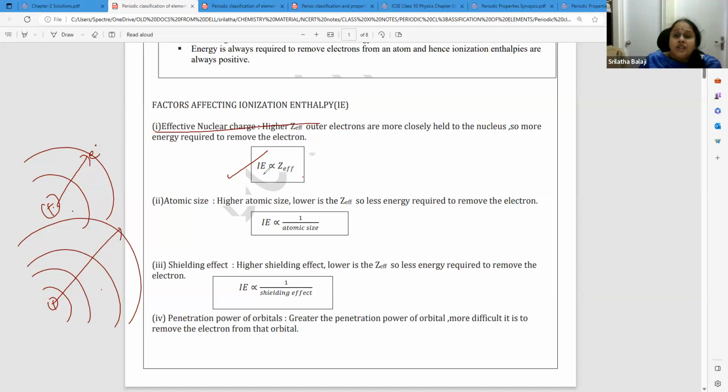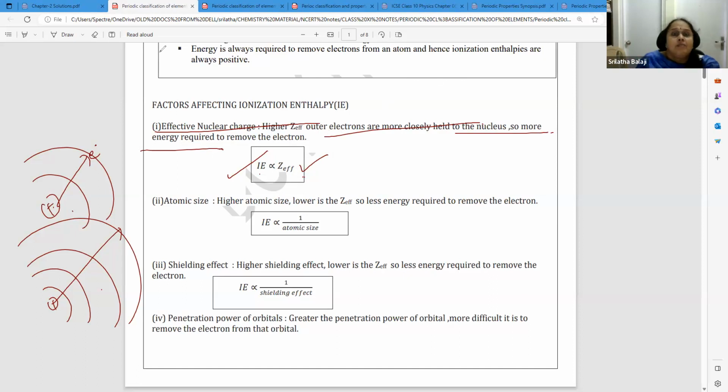So ionization enthalpy is directly related to Z effective. Means what? The greater the nuclear pull, the more the ionization enthalpy. More nuclear pull means it's difficult to remove the electron. Understand the verbal meaning of this: the more tightly the electron is held to the nucleus, the more difficult it is to remove, so more energy is required.